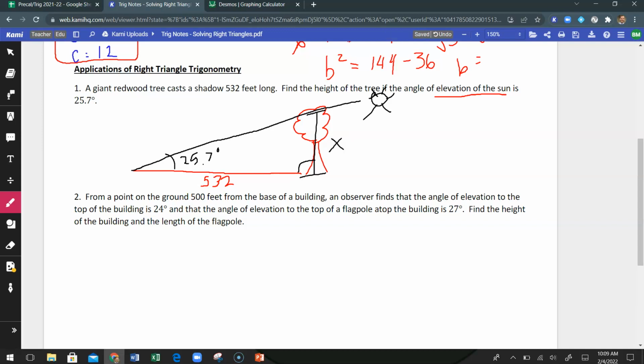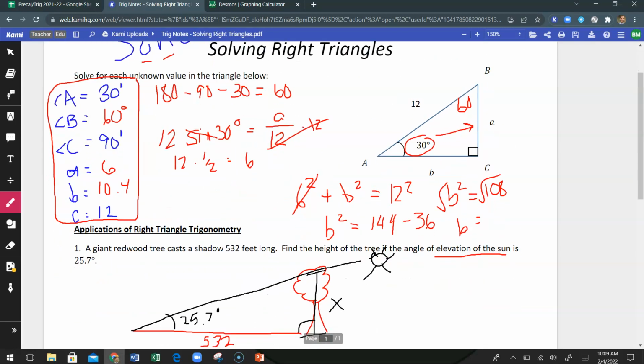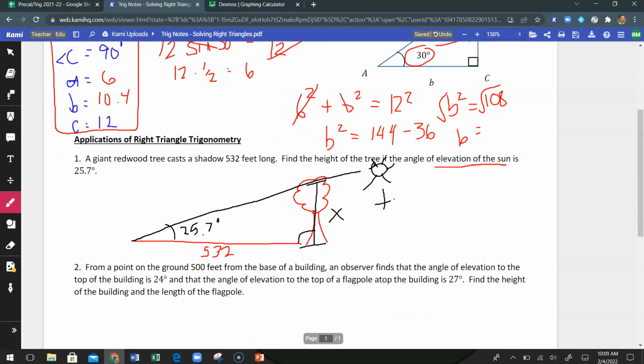And what I want to think about is what trig function I would use given the information that I have. So from this acute angle, I have the adjacent side, and I'm looking for the opposite side. I don't have anything at all about the hypotenuse. So if I'm trying to use a trig ratio that relates the adjacent side and the opposite side, that means I want to use tangent because that's opposite over adjacent. So I'm going to say that the tangent of 25.7 degrees, clearly not a unit circle angle, so I'm going to have to use my calculator here, is equal to the opposite side over the adjacent side.